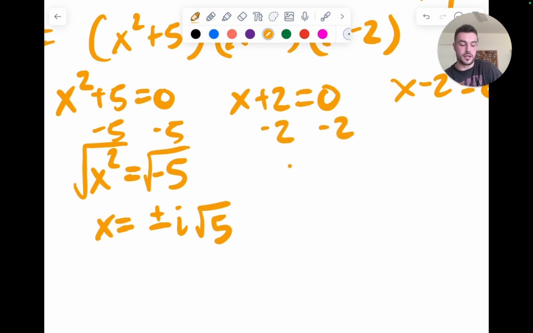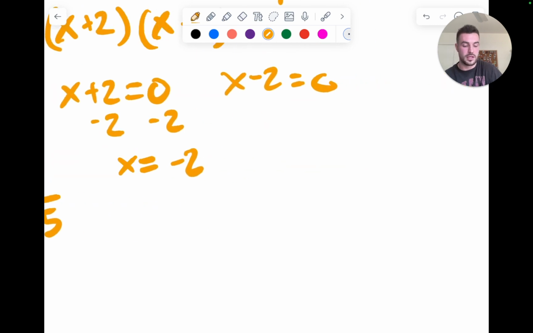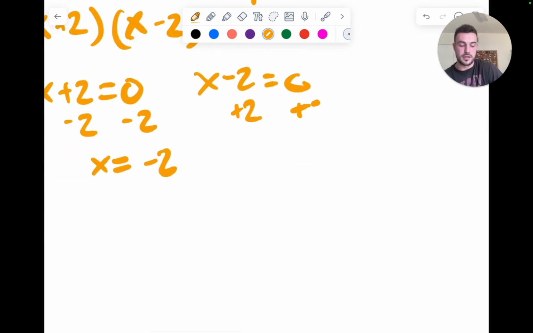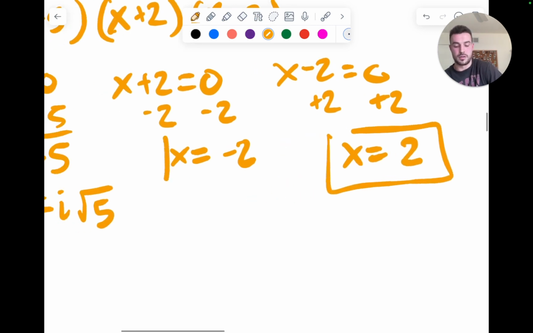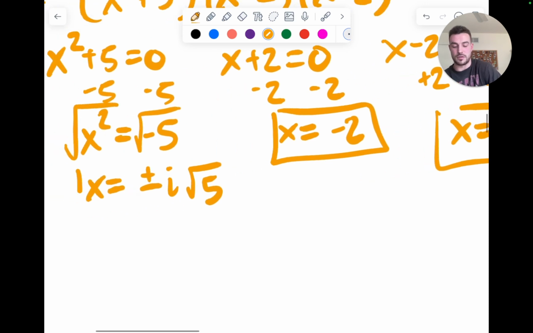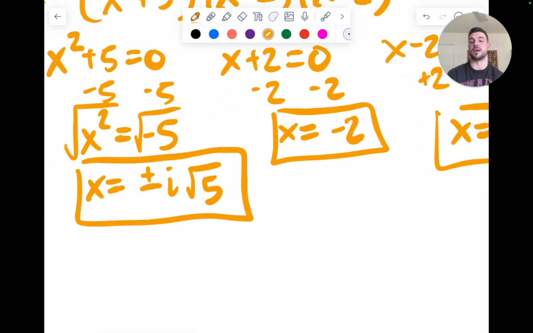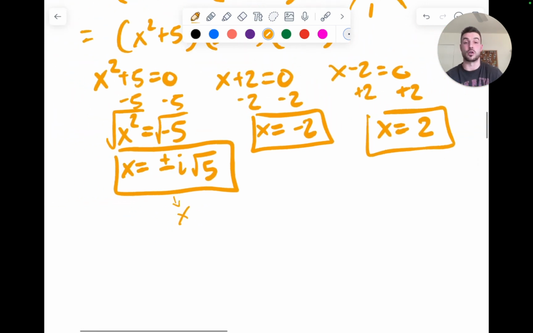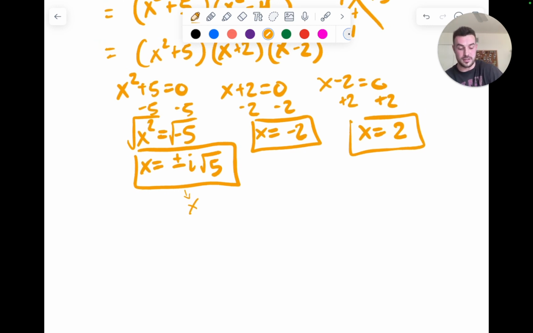Subtract 2 and 2 over here, I get x equals -2. And then add 2 over here, and I get x equals 2. So I have +2, -2, and then plus or minus i root 5. Well, I can't have imaginary x-intercepts. So what that means is we aren't going to talk about this one just yet. So in our graph, I only have 2 real x-intercepts.